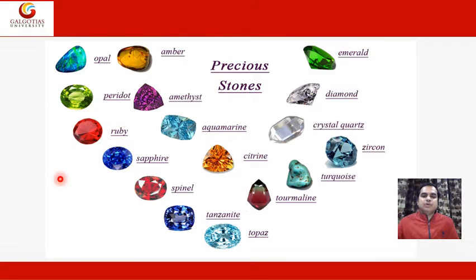These are the images of different precious stones, here we can say gemstones, that can be utilized for various purposes, like astronomy purposes. As we can see, this is the image for the opal, this is amber, peridot, amethyst, ruby, sapphire, spinel, and this is the topaz, turquoise, citrine, aquamarine, crystal quartz, zircon, this is the diamond, and this is the emerald. These are the various precious stones that can be utilized for various purposes.